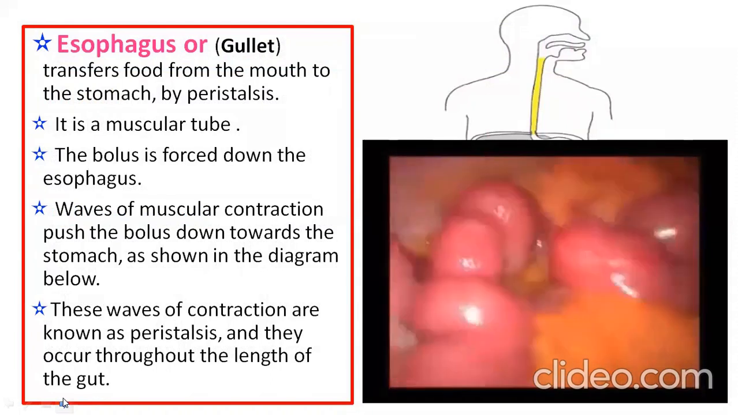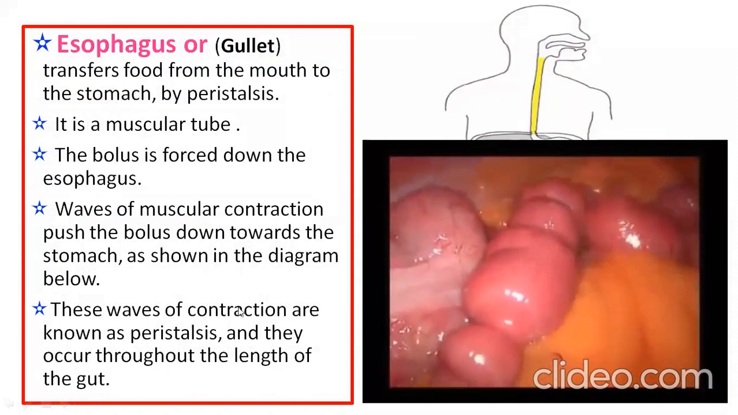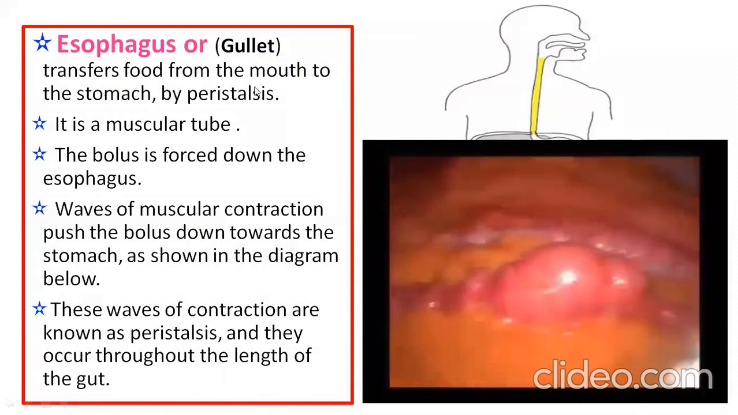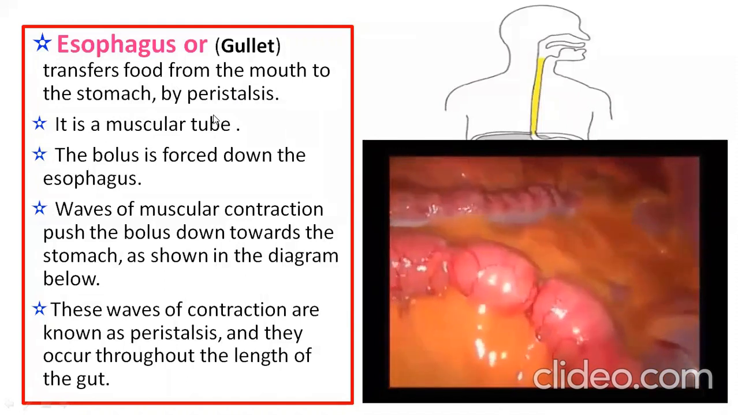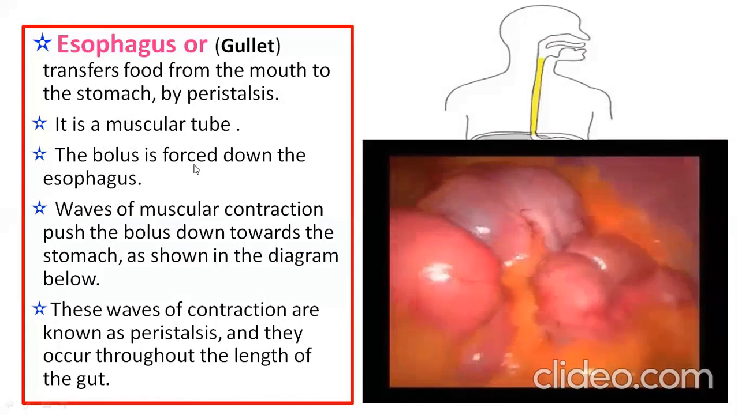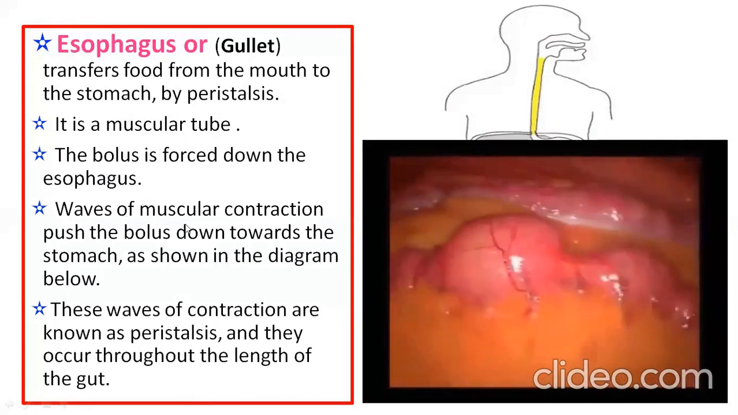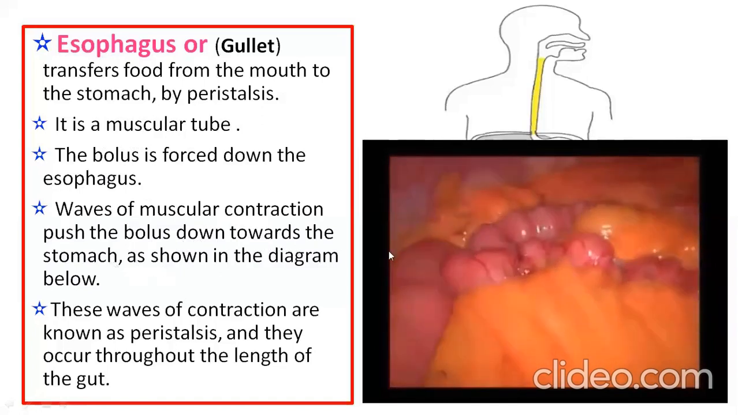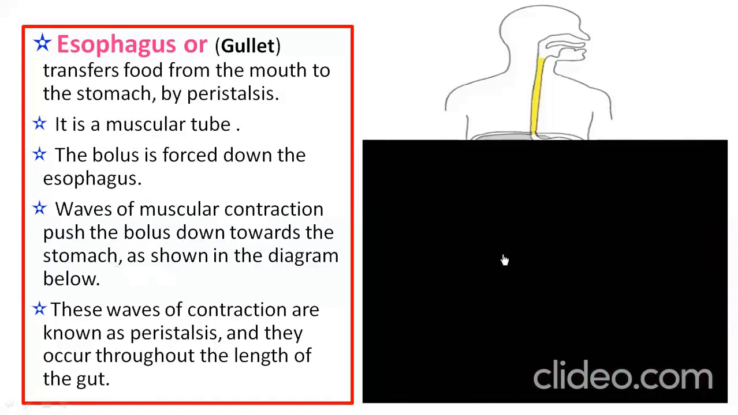Yeah, this is the peristaltic movement. You can see a bolus is going, right? Peristalsis transfers food from the mouth to the stomach. The esophagus is a muscular tube, so the bolus is forced down the esophagus. A wave of muscle contraction pushes the bolus down toward the stomach, as shown in the diagram. This wave of contraction is known as peristalsis, and it occurs throughout the length of the gut.